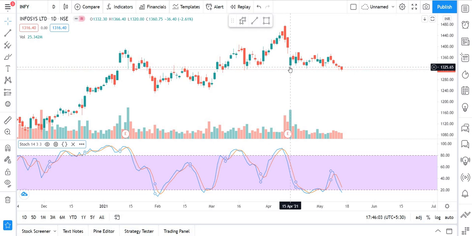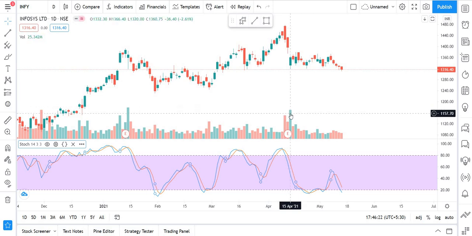So it is as simple as that. Just by looking at it, it has given you the overbought zone right at the top. Here you can see, after this particular candle, when the stochastic has made its high above the 80 zone, you can see after that the prices have started falling.